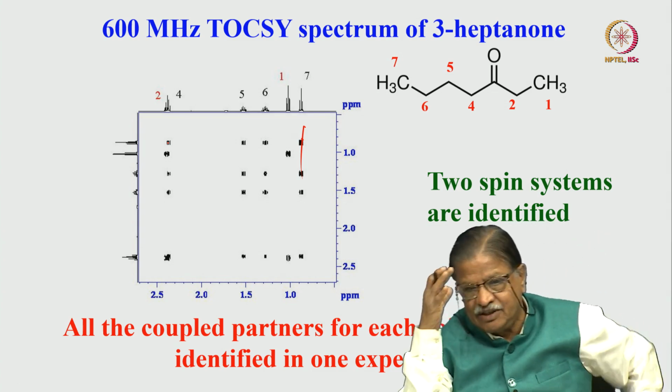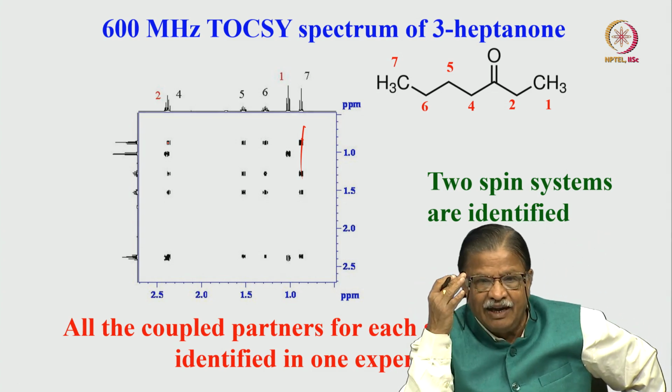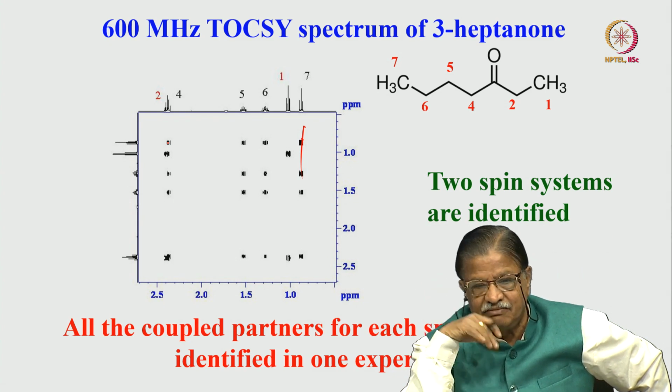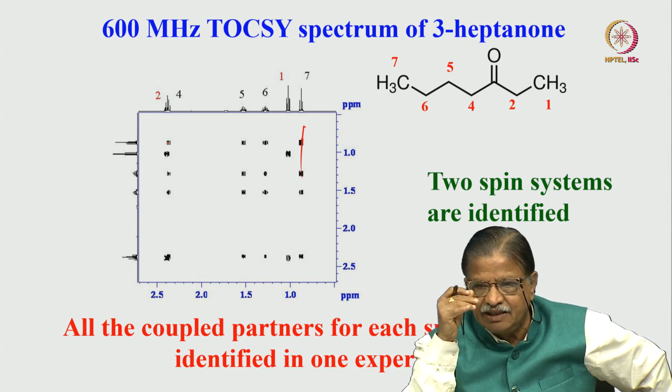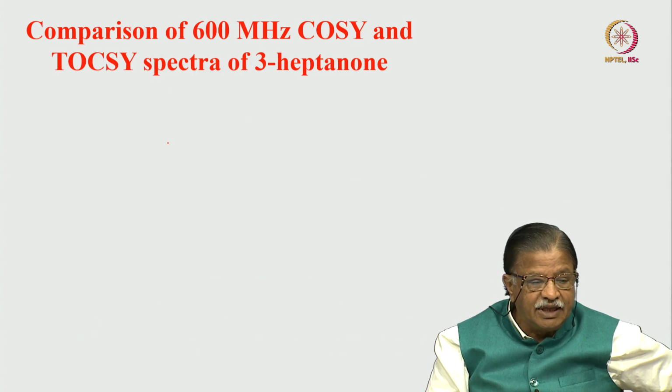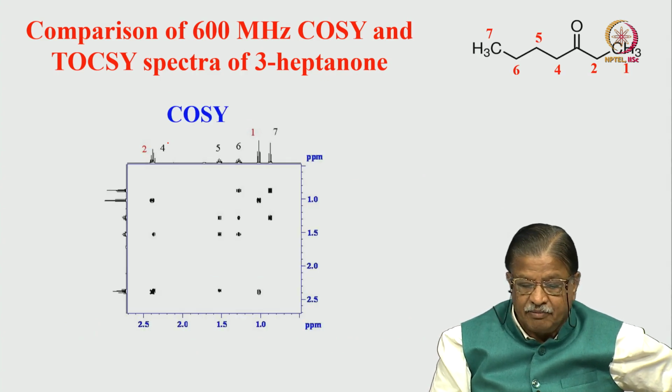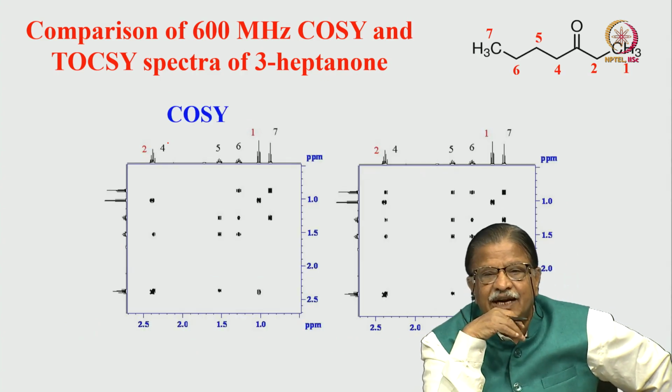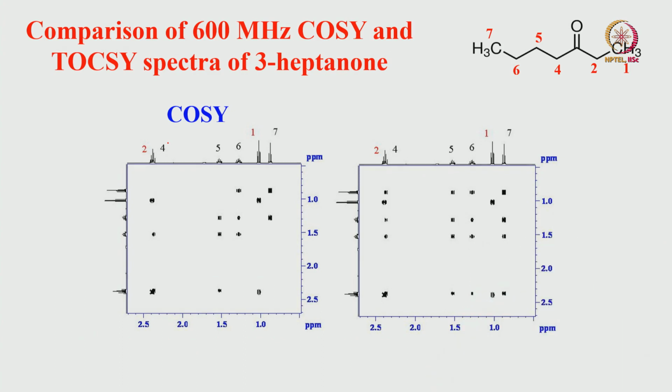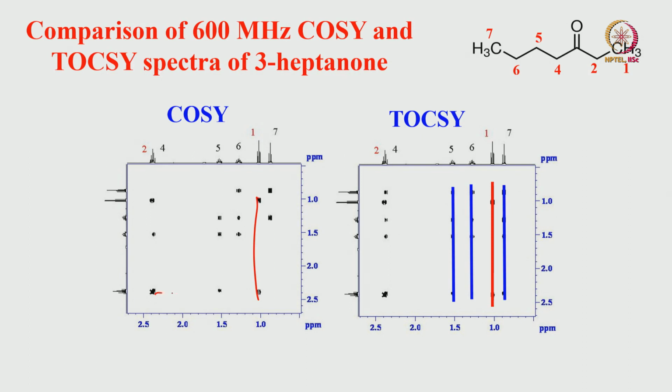The simple TOCSY experiment identified 2 spin systems. Is it not a better thing? Compare this with the COSY spectrum. What was the advantage here? In the COSY, what did we do? COSY identified all the spin systems like this. Whereas in the case of TOCSY, this was easy. You could identify in one shot.